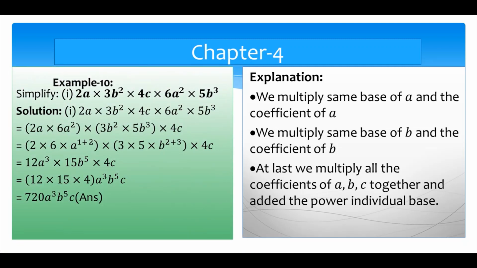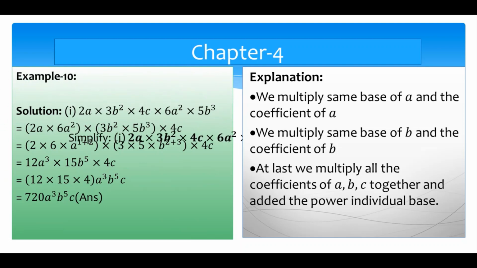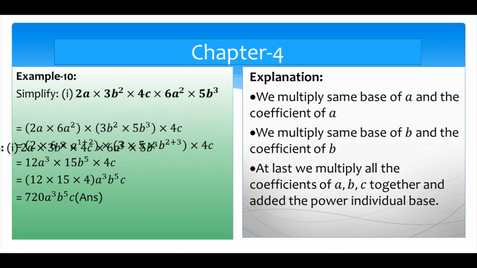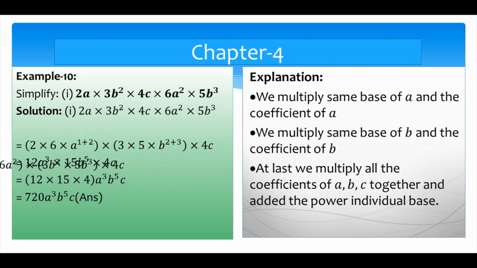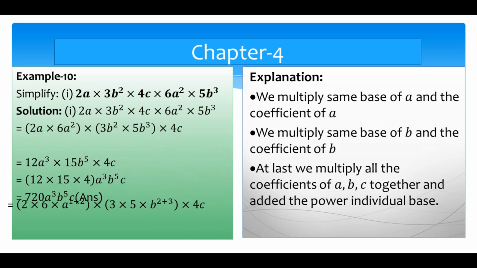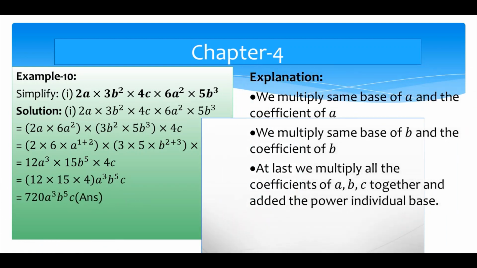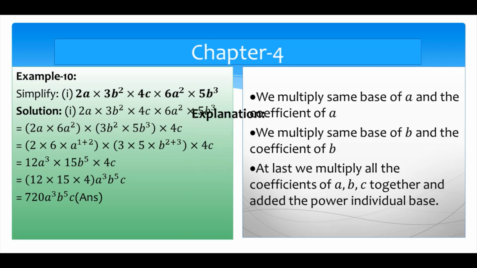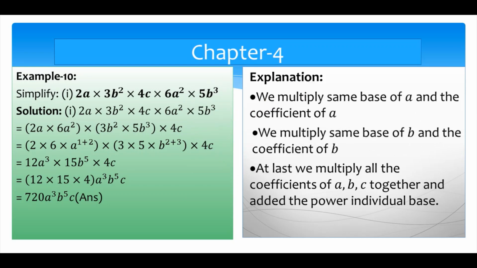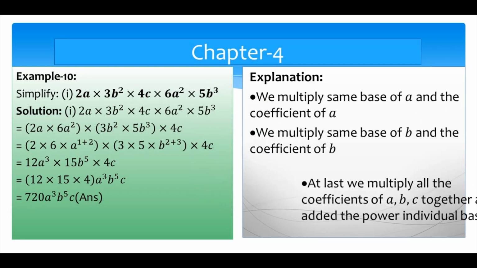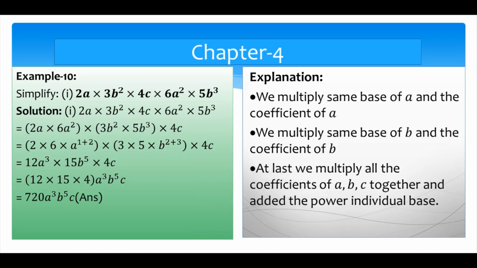Let's see example number 10 again. We have to simplify this math, and at first we will write the same base together. After that, we multiply the coefficients of the same base. Then we multiply all the coefficients together and write all the bases together. That is our desired answer. That is the explanation. This is very important for you. See the steps of this explanation.